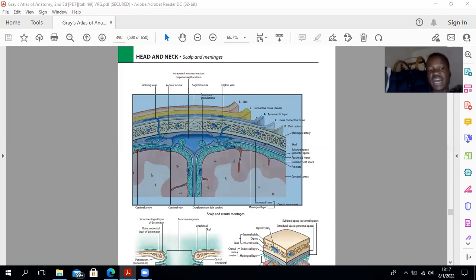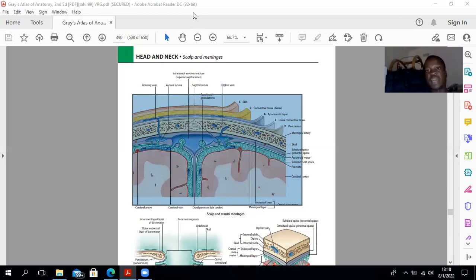Then if you look at the other actions, you can also say it's responsible for wrinkling the forehead on top of raising the eyebrows. It also draws the scalp backwards in the case of the occipital bellies, right? Then if you look at the muscle itself, the occipital bellies are fairly separated as compared to the frontal bellies, right?